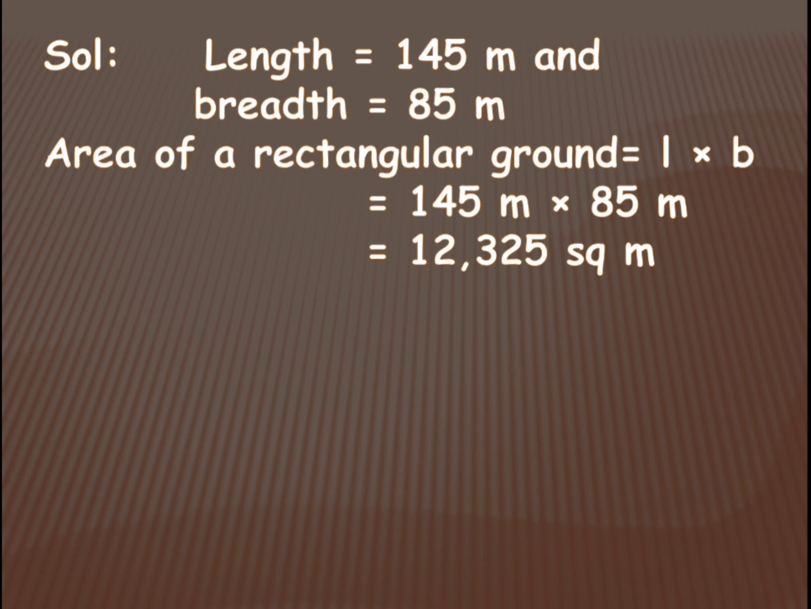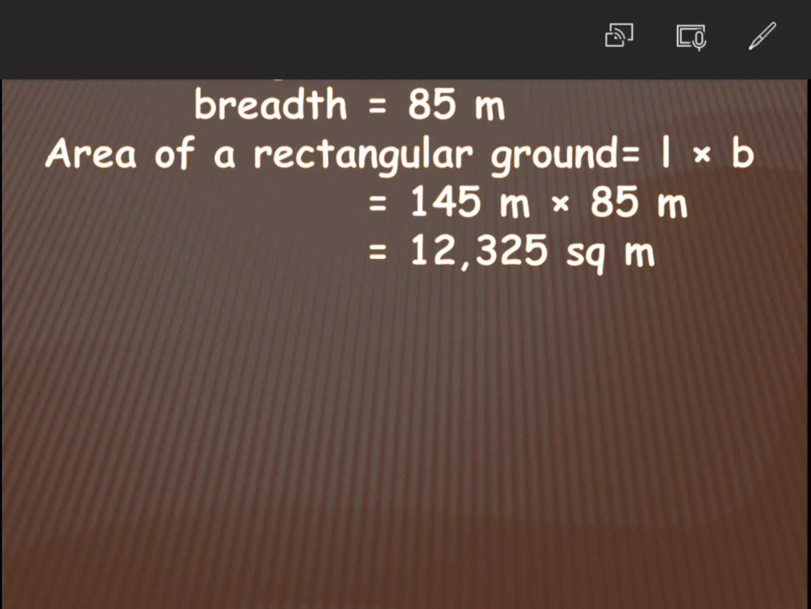Okay, if you multiply 145 meters into 85 meters, this multiplication, you know the multiplication, isn't it, children? 3 digit into 2 digit. Yes, so you need to do the multiplication. That you can do in your notebook, or else you can do the multiplication in your working column, rough column. Okay, now you got the area of the rectangular ground, which is 12,325 square meters, isn't it?